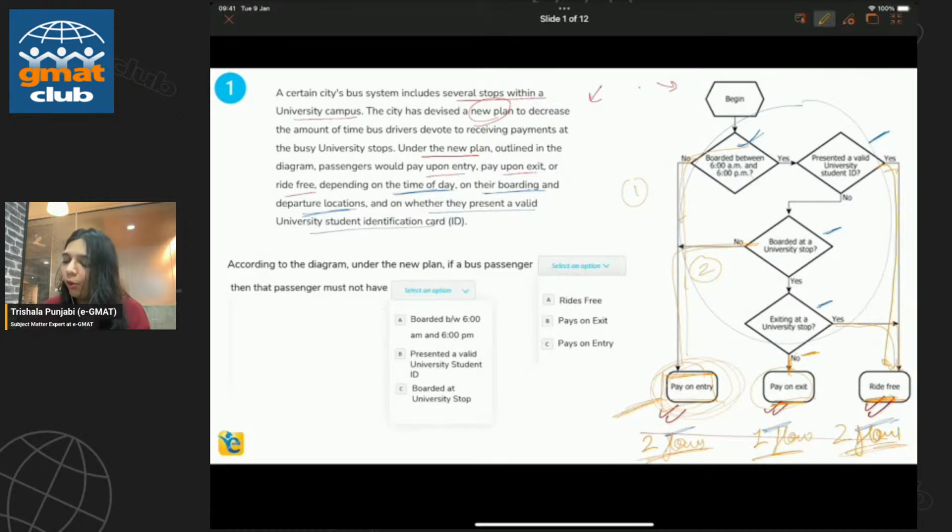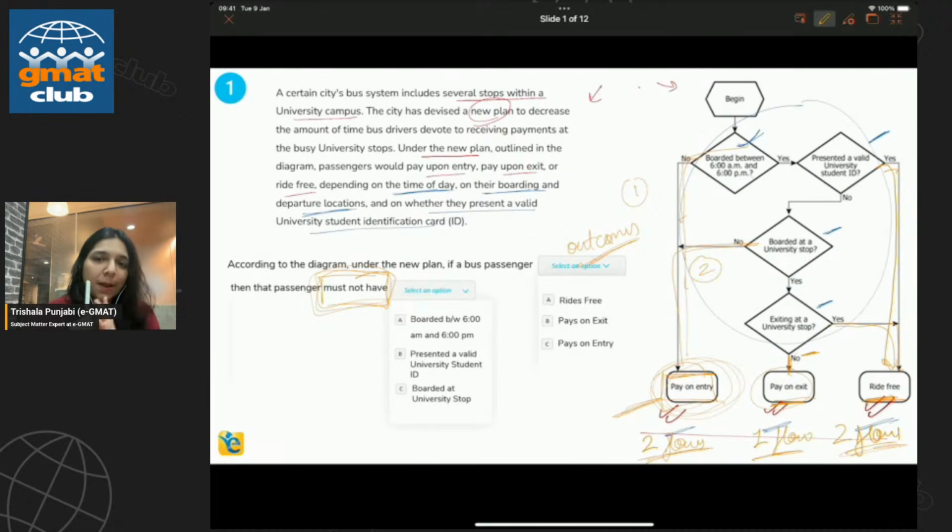Perfect. Now let's look at the question. What the question is saying. According to the diagram, under the new plan, if a bus passenger, this is one of the three outcomes, right? If the bus passenger has either right tree, pay on exit, pay on entry, then the passenger must not have done one, two, three. Now, think about it.